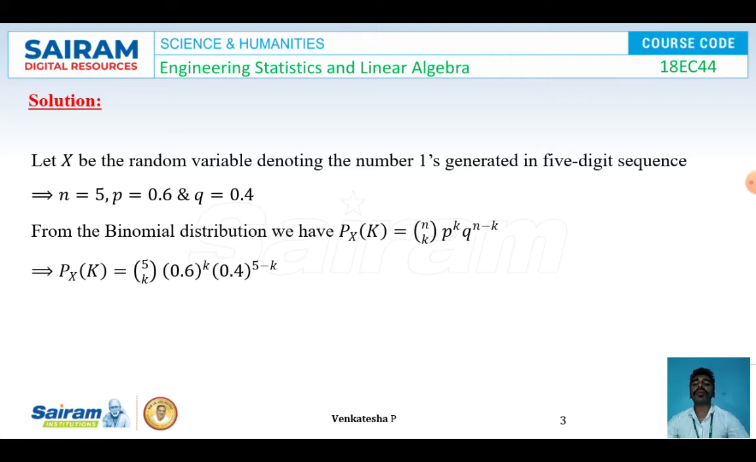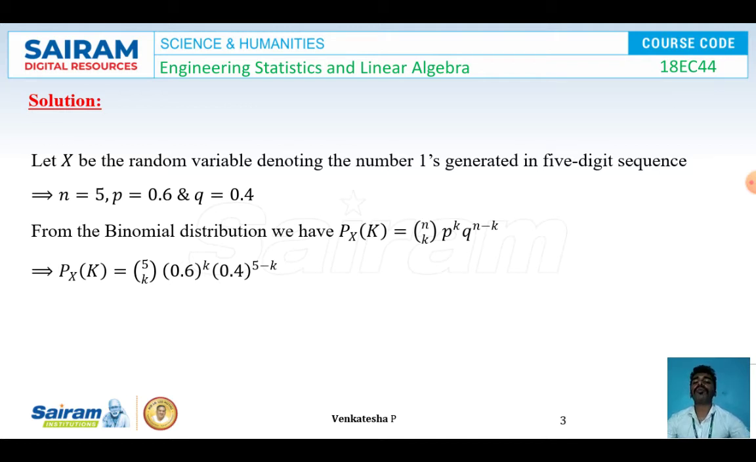From the binomial distribution, we have the expression P_X of k is equal to nCk, p power k, q power n minus k. I'll replace n is equal to 5, p is equal to 0.6, and q is equal to 0.4 in the expression. Now the expression leads to P_X of k is equal to 5Ck, 0.6 whole power k, 0.4 whole power 5 minus k.